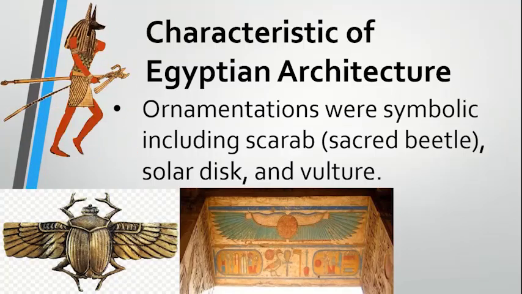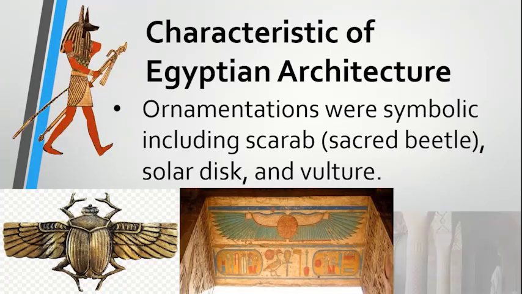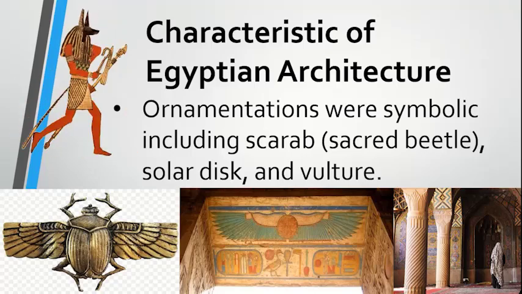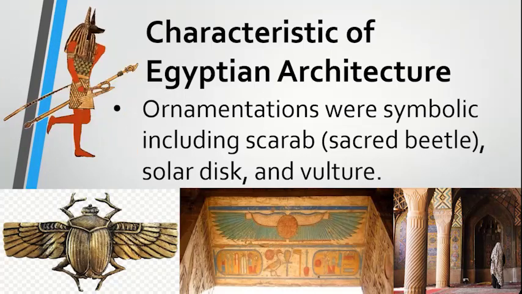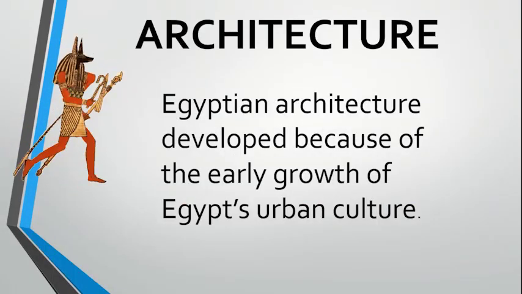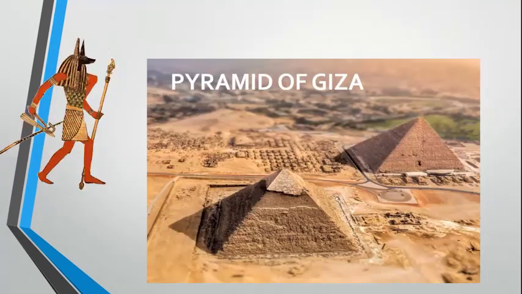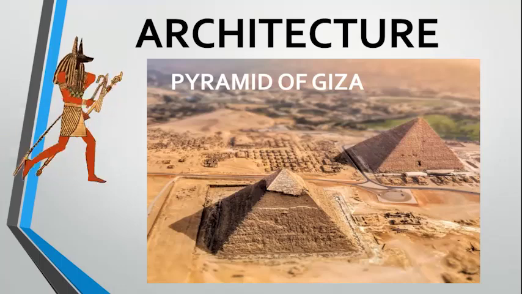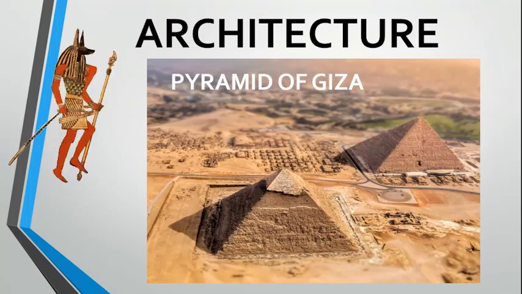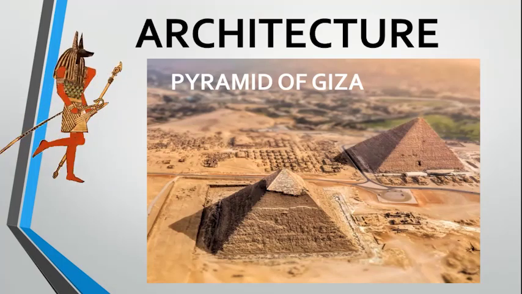Egyptian sculptors possessed the highest capacity for integrating ornamentation and the essential forms of their buildings from natural objects such as palm leaves, the papyrus plant, and the buds and flowers of the lotus. They developed conventionalized motifs. As you observed, Egyptian architecture developed because of the early growth of Egypt's urban culture. Another example of Egyptian architecture is called the Pyramids of Giza. The pyramids of Giza in Egypt are among the most famous pieces of architecture in the world.